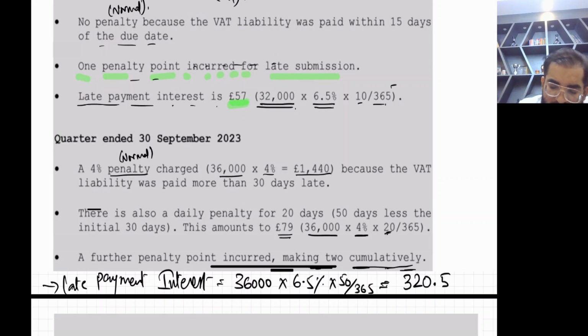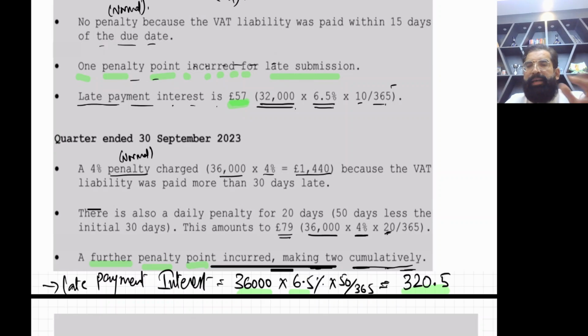Then I told you, even if you get a penalty or not, you have to pay late payment interest every time. Sorry, late payment interest is 36,000 pounds into 6.5%, which is per annum, and the total days are 50 days. 50 days total late, so 50 upon 365 will give you 320.5.